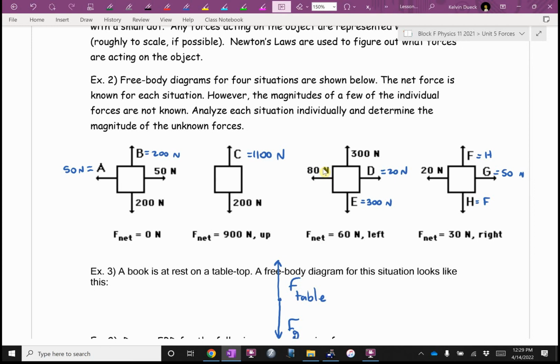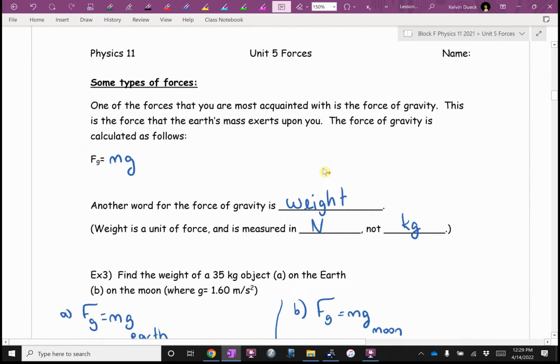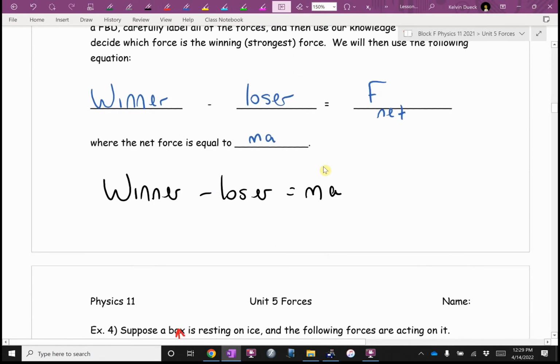Okay? We could figure out which forces were missing by using Newton's laws. And then here was the big punchline. The equation that we are going to use, and the only one you'll get from me if you take Physics 12 with me next year, is this: winner minus loser equals F net. Oh, but then we said F net was MA. So we said winner minus loser equals MA.